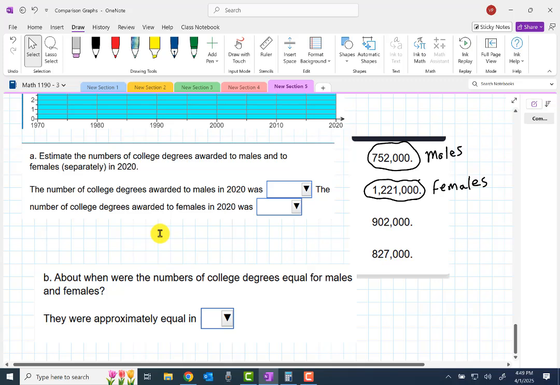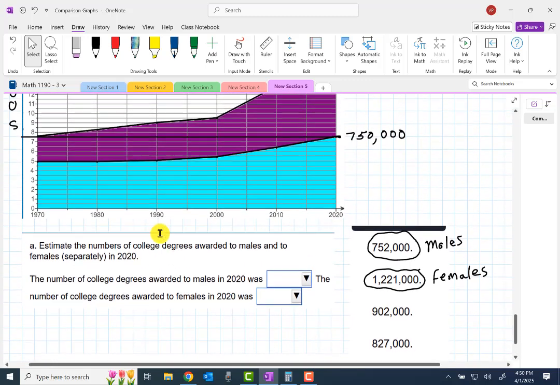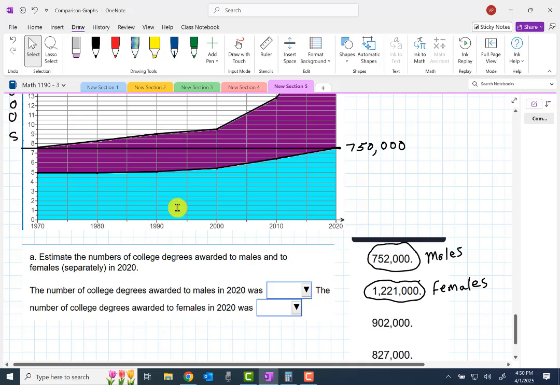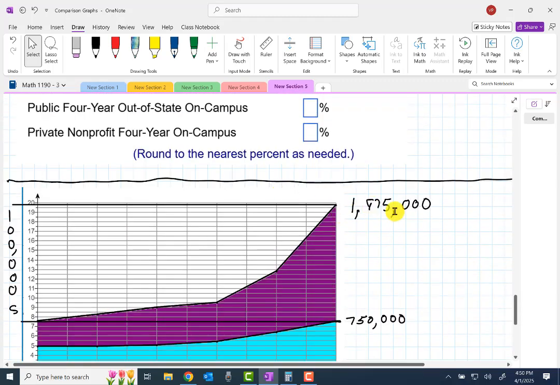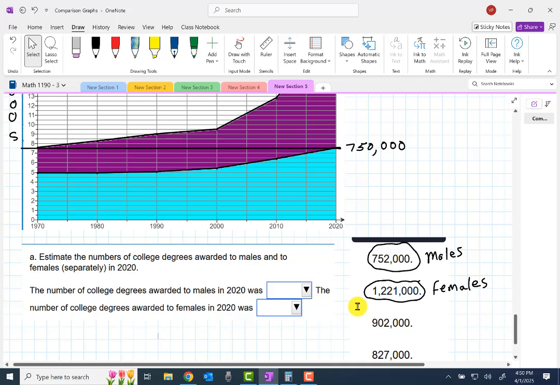My next question is about when were the number of college degrees equal for males and females? So let me come back up here. What I want to find then is I want the thickness of the purple region to be the same as the thickness of the blue region. So let's take a look here. As you can see, as time has gone on, the number of women who have taken colleges is about 1.2 million.